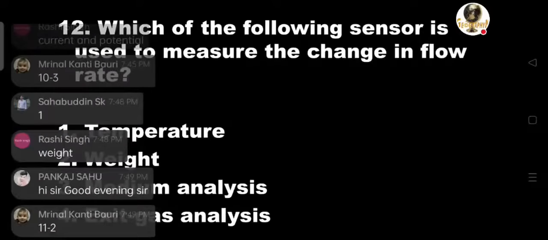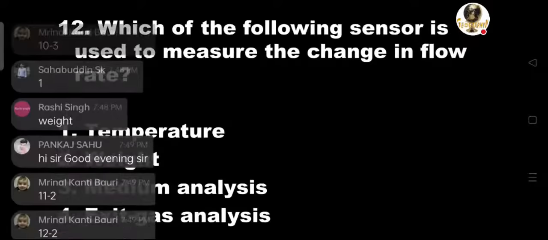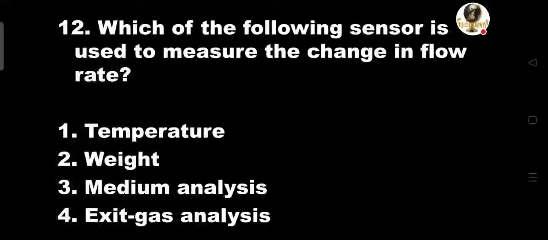Today's question number 12: weight sensors are used to measure weight, and flow rate sensors are used to measure the change in flow rate. The temperature sensor is used to measure the hotness or coldness of the medium, whereas exit gas analyzers are used to measure the change in feed rates. So the correct answer is weight. This is very important for UPSC and PSC. The correct answer is weight. Next, another question for you.